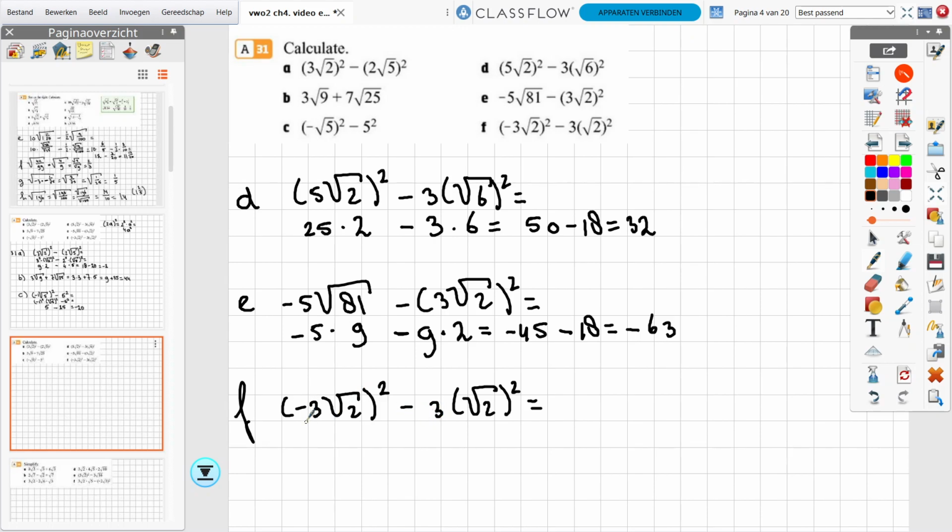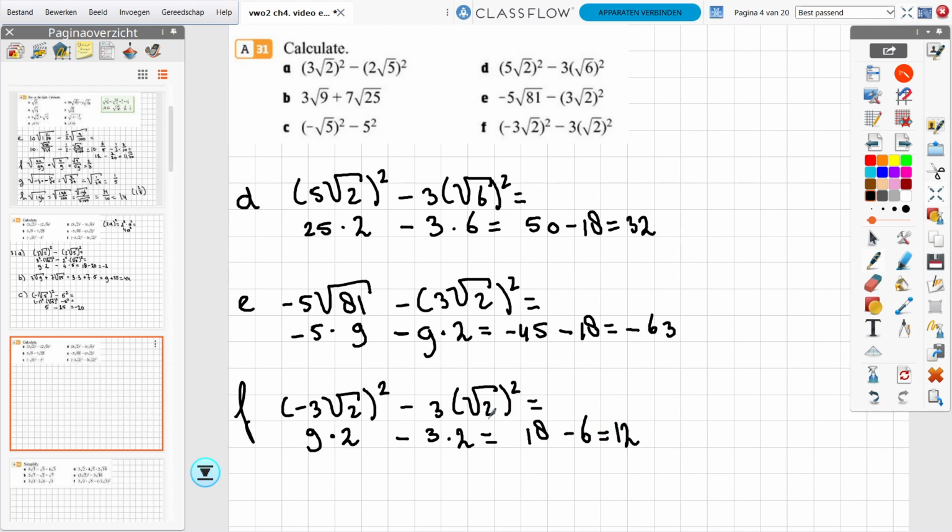Because you get minus 3 squared. Again, let's do it without an intermediate step. Minus 3 squared is minus 3 times minus 3 is 9, positive. Times root 2 squared is 2. Minus 3, which is just chilling outside the brackets. Root 2 squared is 2. And you see, surely this is not 0. This is 18. Minus 6 is 12.